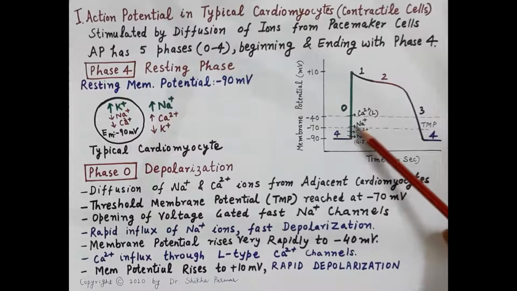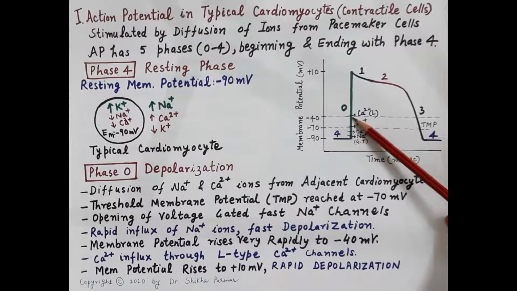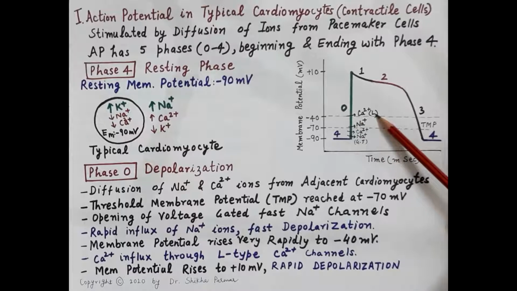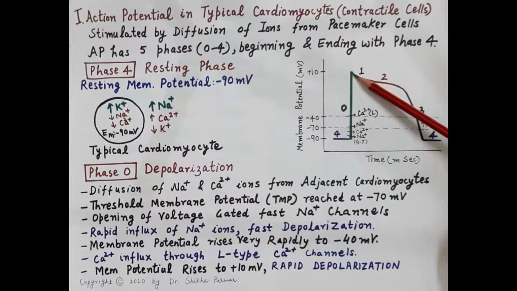Because of the opening of these channels, there is a rapid inward current of sodium ions. And because of this rapid inward movement of sodium ions, the membrane potential further rises from minus 70 millivolts to minus 40 millivolts. As soon as the membrane potential rises to minus 40 millivolts, there is opening of L-type calcium channels and there is influx of calcium ions inside the cell. And this results in further rise in the membrane potential to plus 10 millivolts.